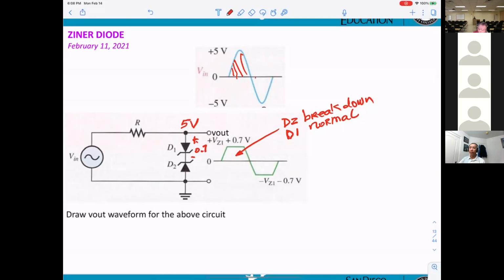And for the negative, it's just the opposite. For the negative, then D1 will be in breakdown. And D2 is just on normal. D2 on normal, and you get positive on this side here, negative on the other side, and the value will be 0.7. So that's why I get this negative voltage here, minus 0.7.